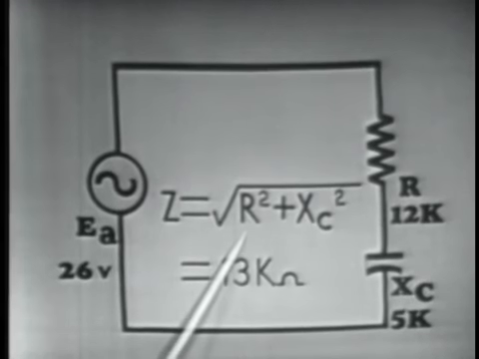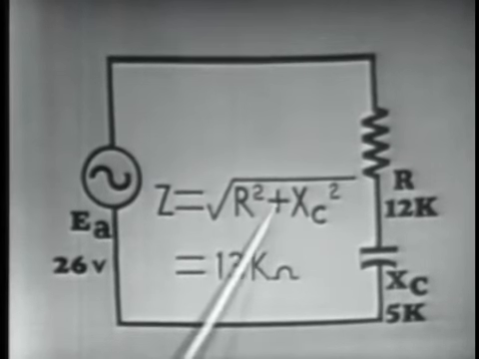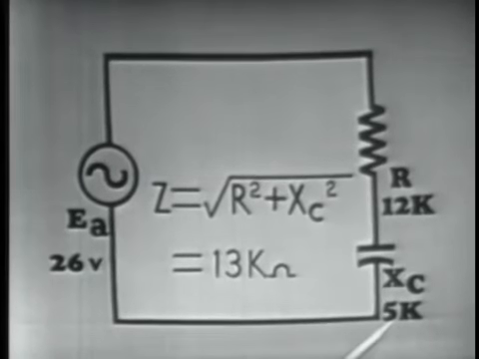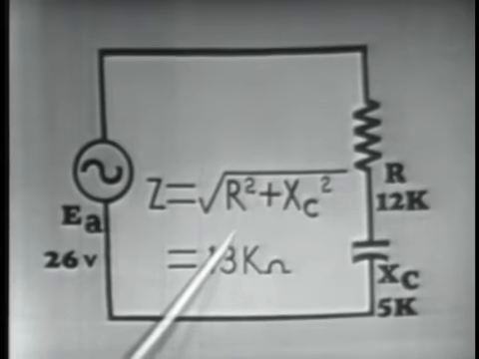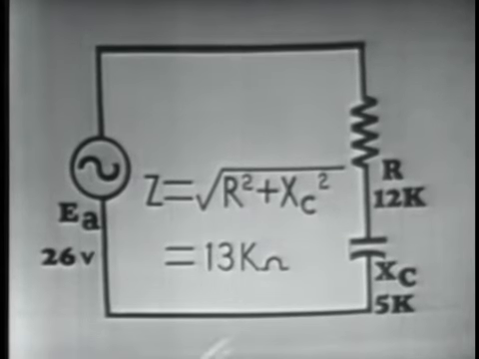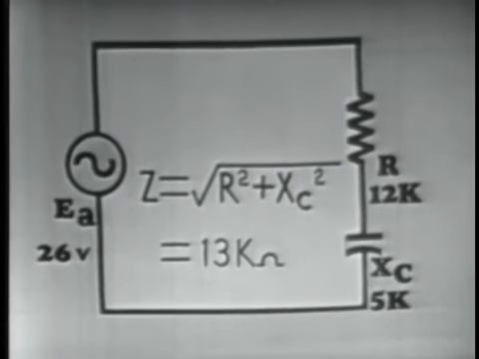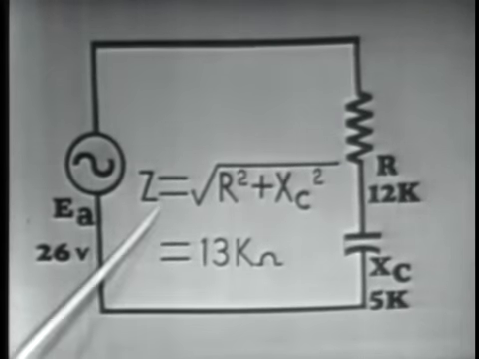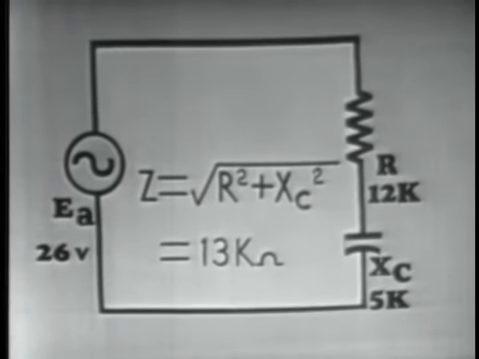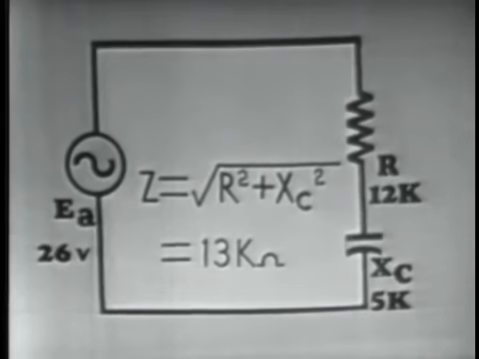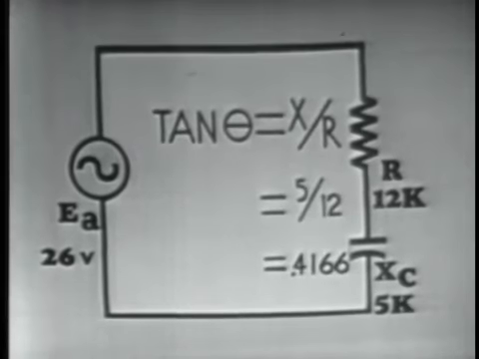Substituting into our formula 12 k ohms. 12 times 12 is 144, plus 5 times 5 is 25. Added together, that is the square root of 169. Extracting the square root of 169 is equal to 13. Of course, our answer is expressed in k ohms. So once again, we have an impedance determined by Pythagorean theorem equal to 13 k ohms, the same as that we determined graphically.